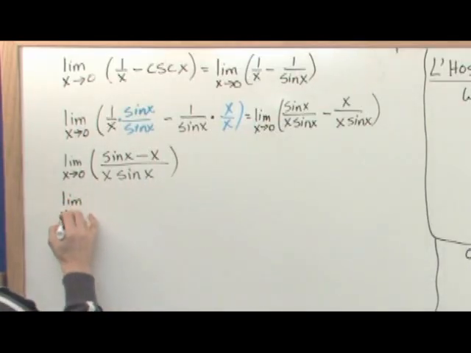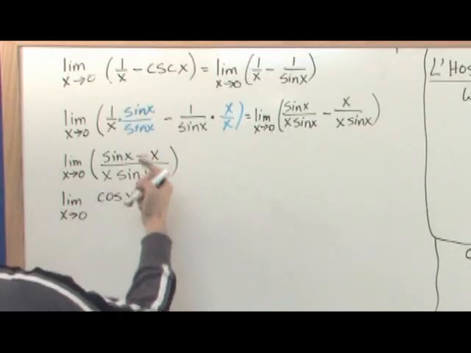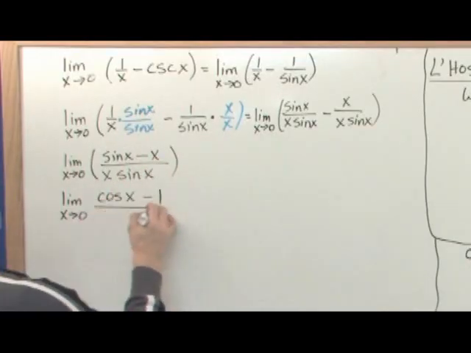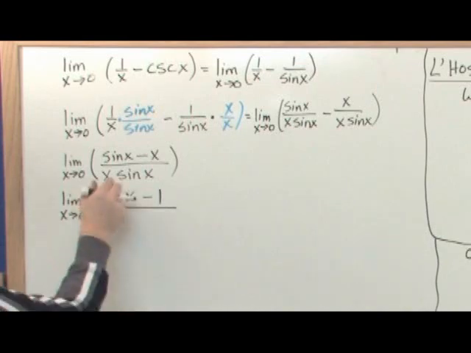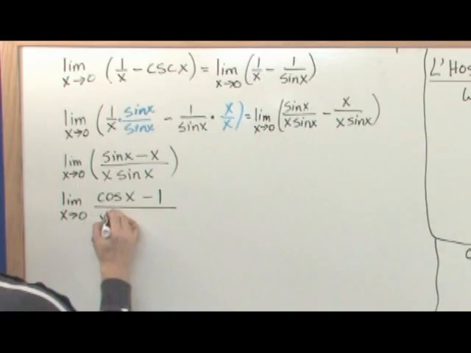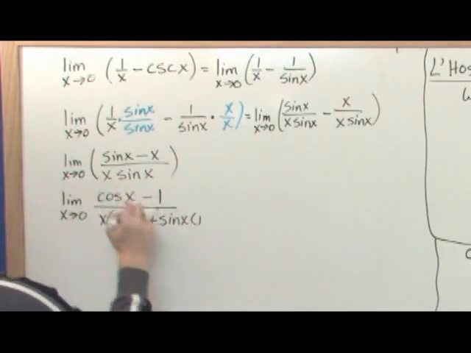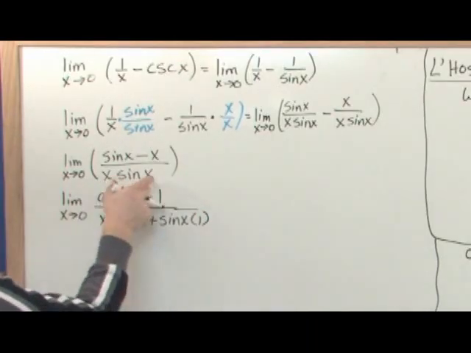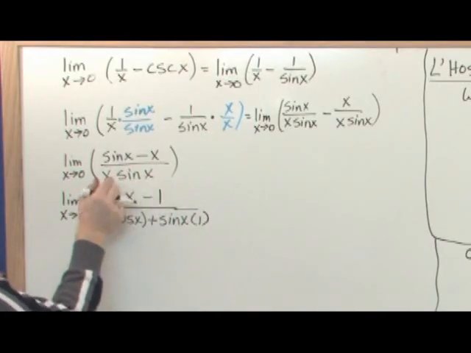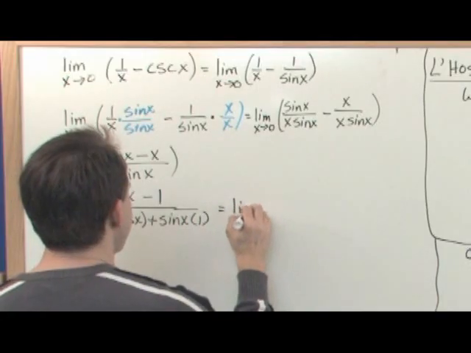Limit as x goes to 0. What's the derivative of the top? Derivative of sine is cosine x minus derivative of x is 1. And the bottom's a little bit tricky because you have x times sine of x, so you have to use your product rule. So it'll be x times the derivative of sine, which is cosine of x, plus sine of x times derivative of this guy, which is 1. So this times the derivative of this plus this times the derivative of that, okay? So we still haven't done the limit yet.